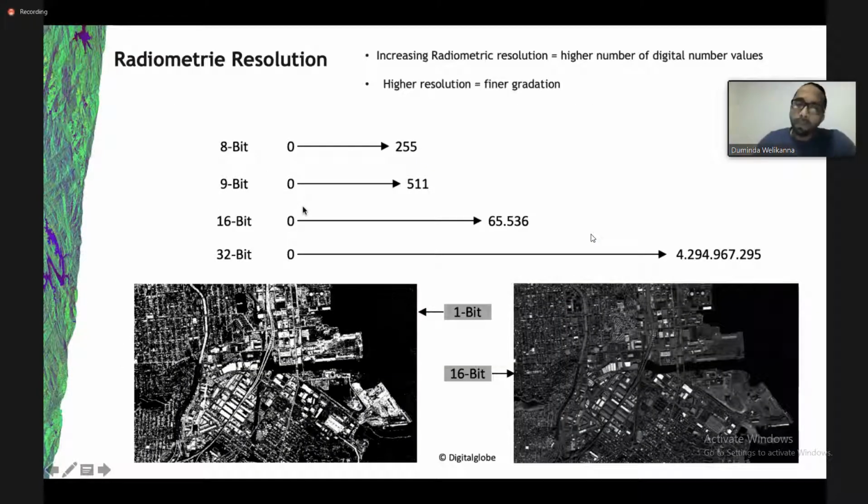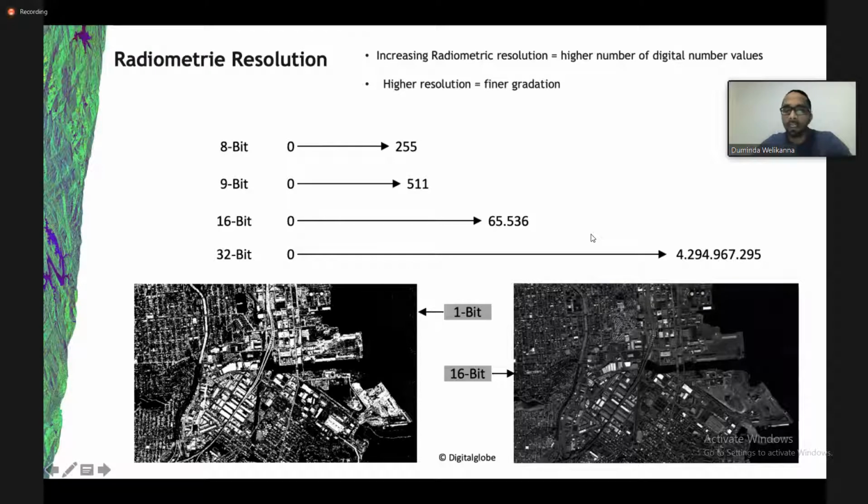Then the second one is radiometric resolution, the number of bits that a particular image can record. So if it is an 8-bit image, it can record 0 to 255 DN values. That means each pixel can have up to 255 values for an object it is looking at. And if it becomes 9-bit, a much higher radiometric resolution, it can have more gray levels. 16-bit, more gray levels, and 32-bit, a large amount of gray levels.